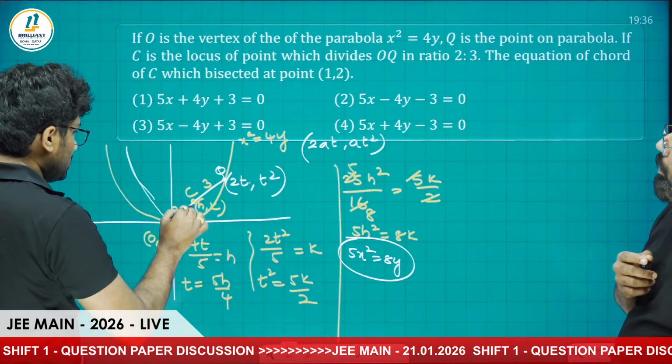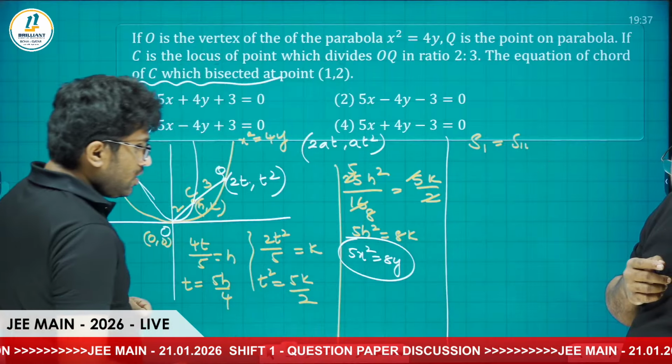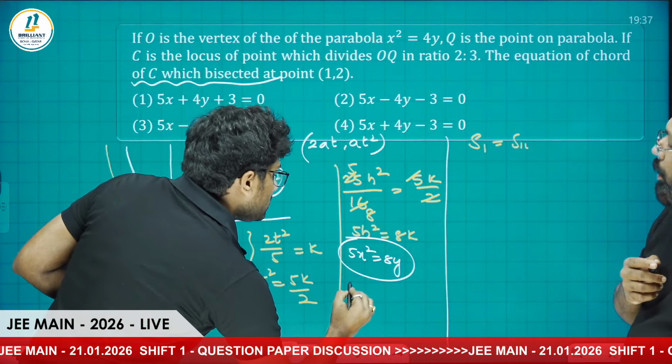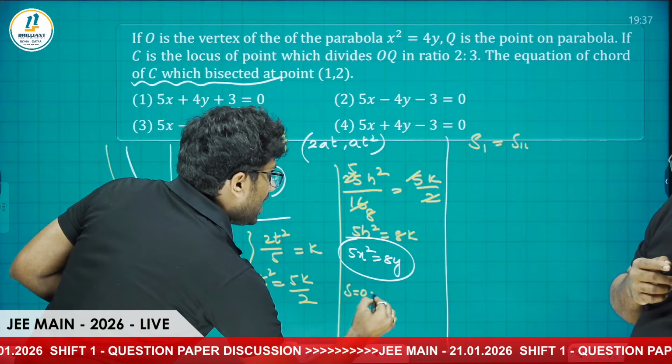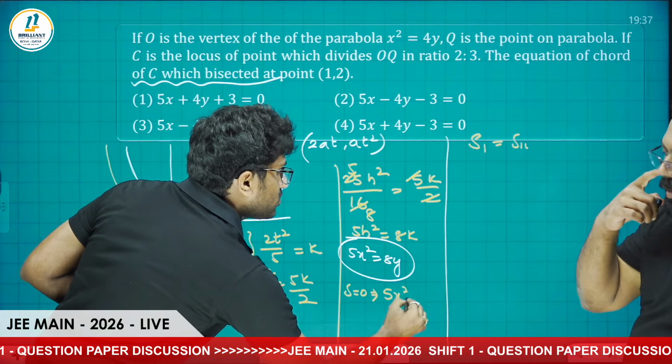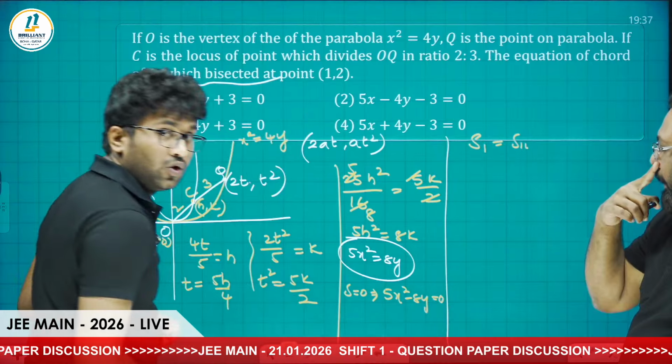Now for this parabola they have given the equation of the chord which is bisected at a point. When we need to find the equation of a chord with a given midpoint, the equation of the chord is S1 is equal to S11. What is S1? Let's take S is equal to 0 as the equation of the curve, 5x square minus 8y is equal to 0.